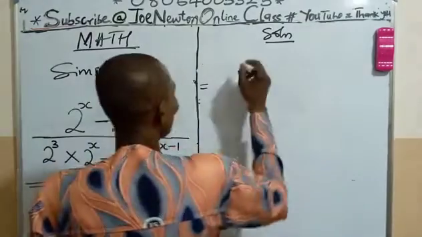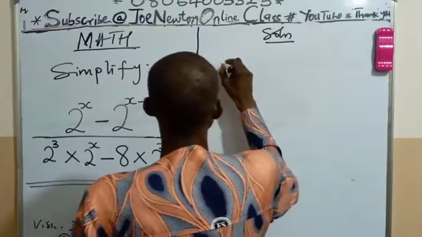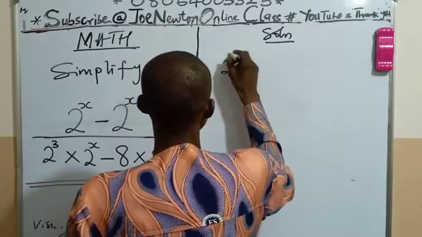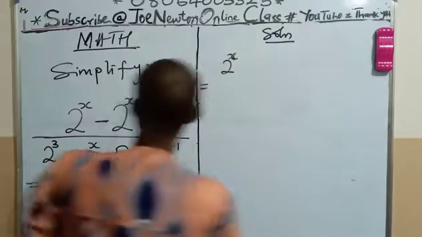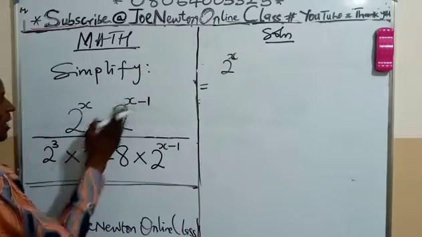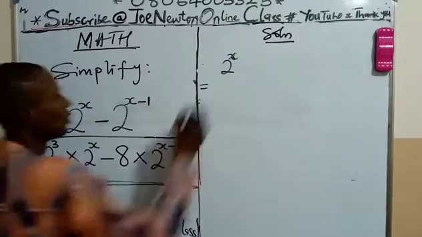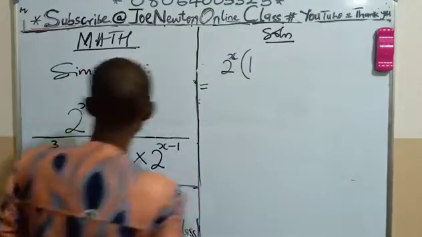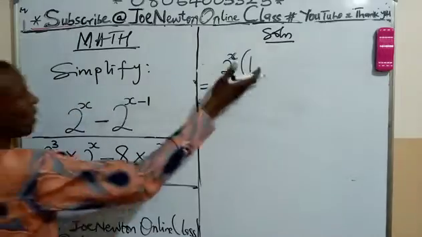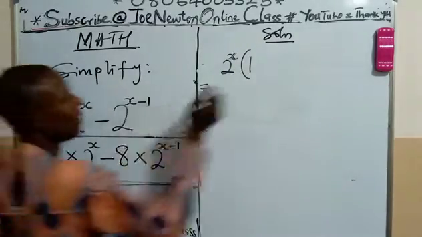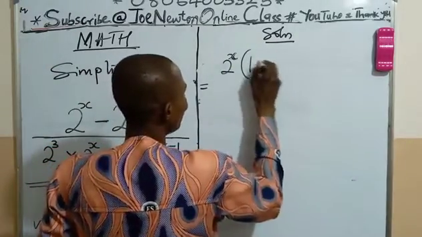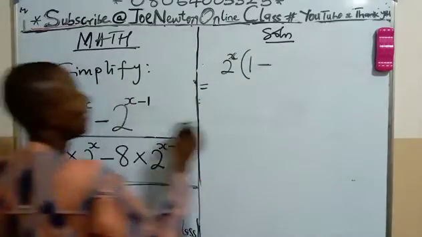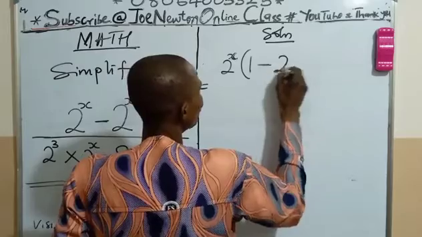Looking at this now, 2 raised to the power x is the common factor. If you look at this, there are 2 raised to the power x here, there are 2 raised to the power x here, so it is the common factor. So, when you factorize this side, 2 raised to the power x times 1 will give you 2 raised to the power x, minus, you come to the other side, you'll be left with 2 raised to the power minus 1.